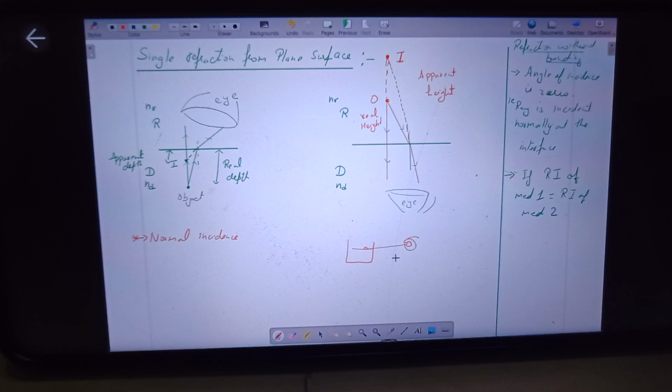Okay, this is not the case. We are not discussing this. Wherever the object is, we are just observing from the top of it. Okay, got it? So let's do the calculation now.